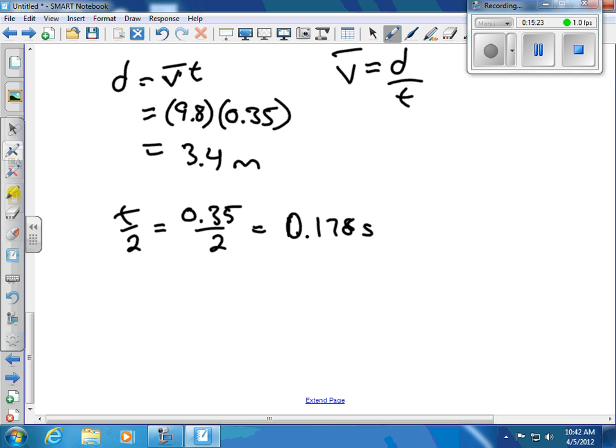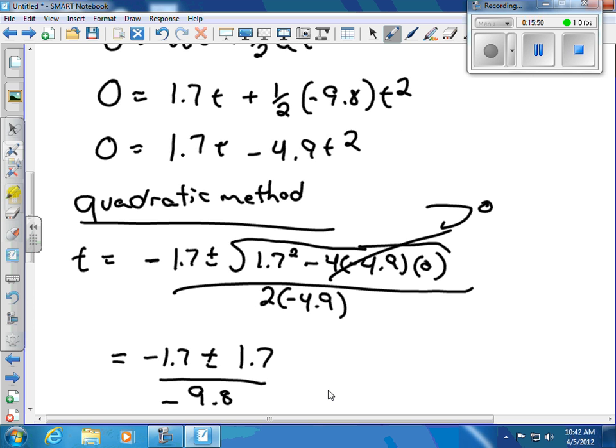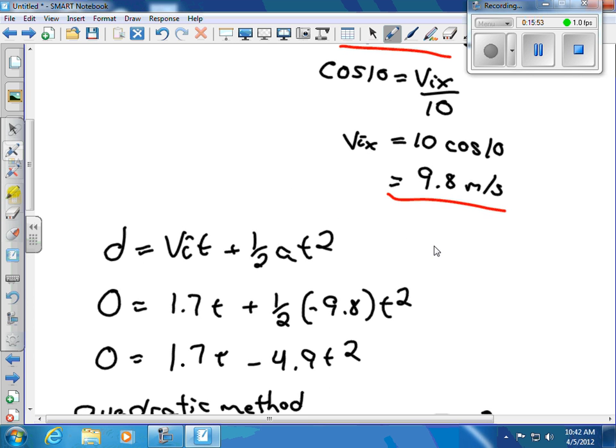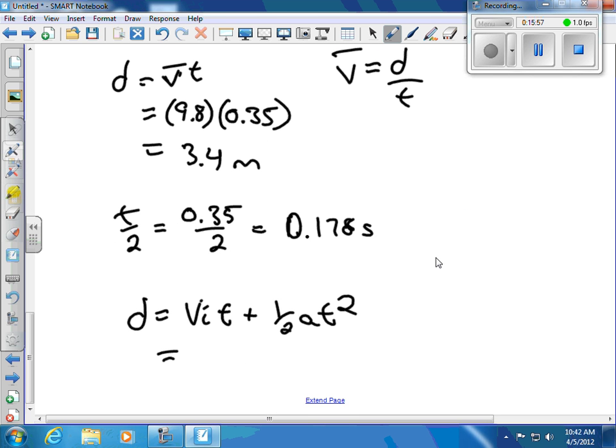So now we have our time, we have our initial velocity in the y direction, and we have our acceleration. So we can find our displacement. Right? Yes. Our initial velocity is 1.7, positive because it's going up. Time is 0.178.